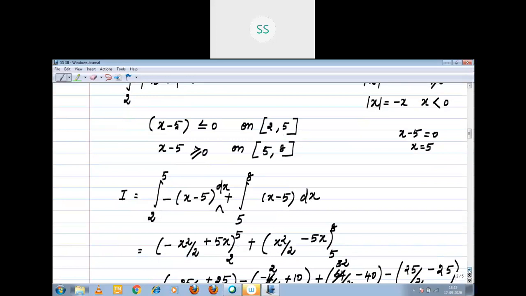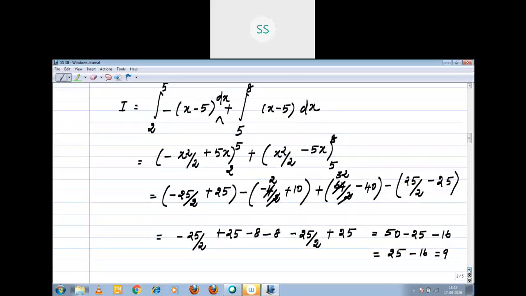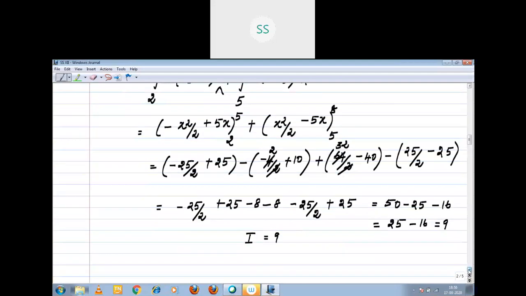Using that, up to which level the function is negative, and after that how it becomes positive, I wrote it here. x minus 5 less than or equal to 0 from 2 to 5. Then from 5 to 8 the function is positive. That's why I wrote greater than or equal to 0. Then the single function I converted into two parts. 2 to 5 negative, 5 to 8 positive.